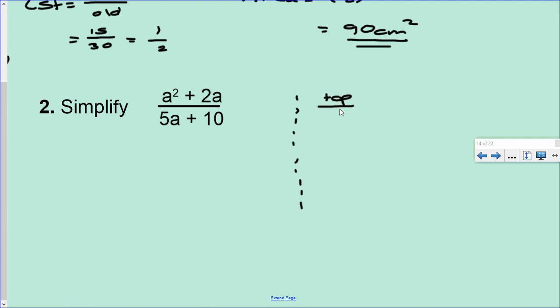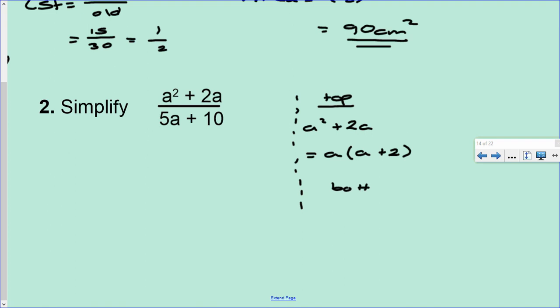So if we have a look at the top, we've got a squared plus 2a. And remember the rules of factorising. The first thing we want to check is a common factor. Here they both have an a, so we can take that out. So it'll be a times a gives me a squared, and then a times 2 will give me 2a. So that's the top done.